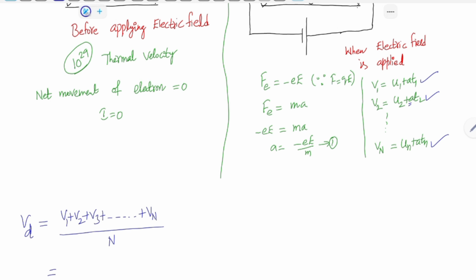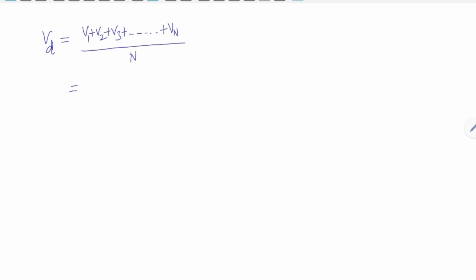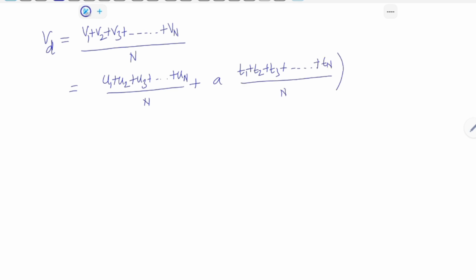When you substitute those values in the equation for vd, you will get (u1 plus u2, let me write all the initial velocities first, plus u3 and so on, plus un) by n, plus a times (t1 plus t2 plus t3 plus, and so on, plus tn) by n. When you substitute those final velocities here, you will get this value.